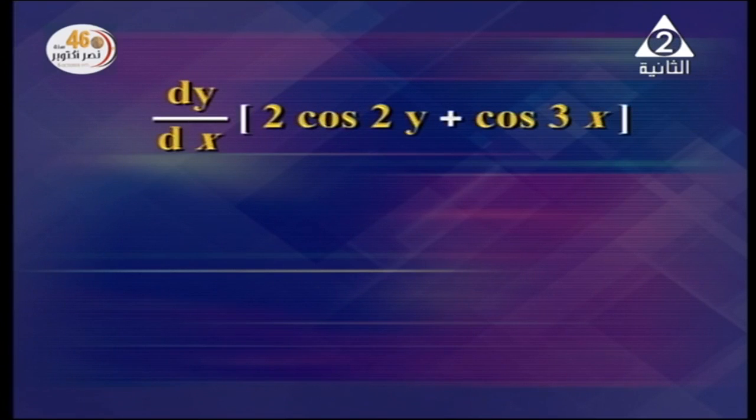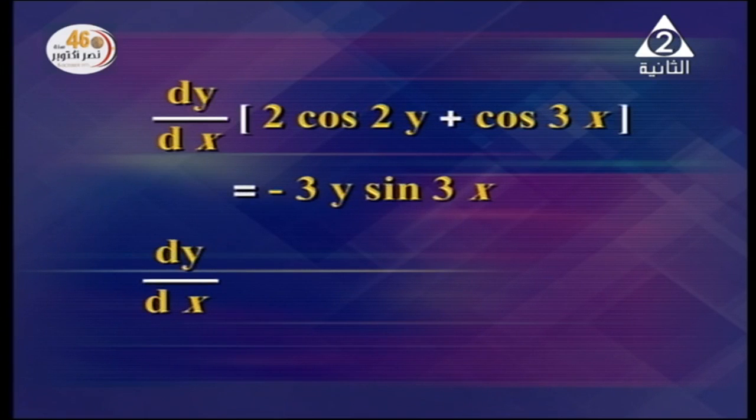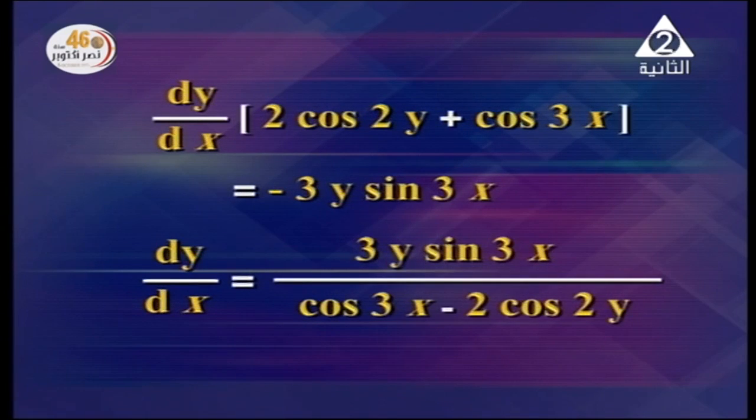Then dy over dx times 2 cosine 2y minus cosine 3x inside the bracket equals negative 3y sine 3x. Then we deduce that dy over dx equals negative 3y sine 3x over 2 cosine 2y minus cosine 3x, or 3y sine 3x over cosine 3x minus 2 cosine 2y by taking the highest common factor of negative.